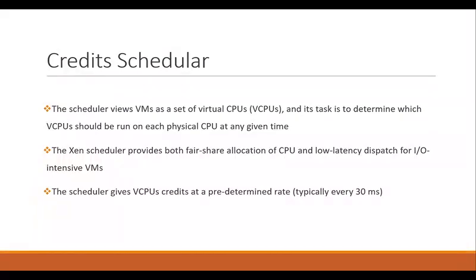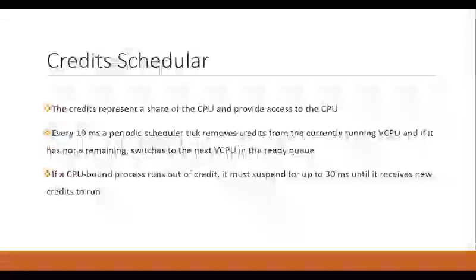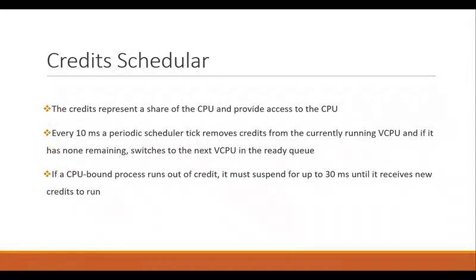This is how the scheduler is working. The scheduler gives every virtual CPU some credits or shares of the CPU, typically every 30 milliseconds. Then, every 10 milliseconds, a periodic tick removes credits from the currently running virtual CPU. Once a virtual CPU runs out of credits, it will be preempted and the next virtual CPU in the queue will be using the CPU.